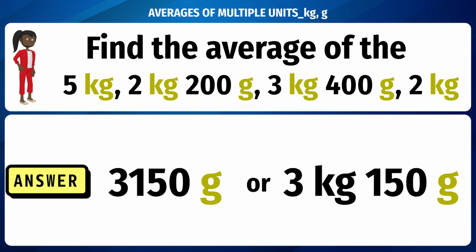The average of 5 kilograms, 2 kilograms 200 grams, 3 kilograms 400 grams, and 2 kilograms is 3,150 grams, or 3 kilograms 150 grams.